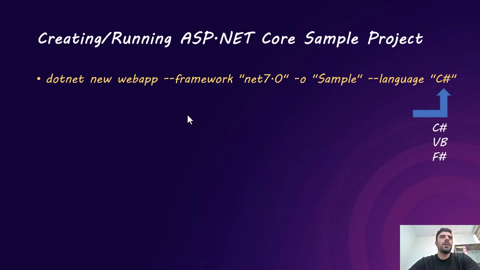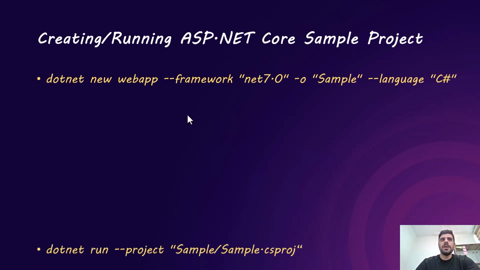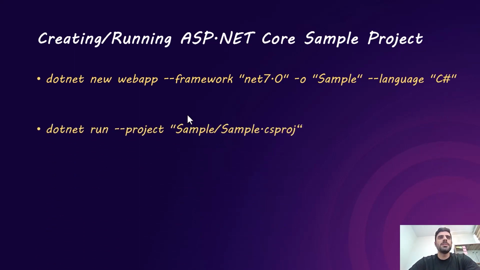After creating my application, obviously I might need to run it. In order to run the application easily, I can use the run command and say dotnet run, and pass my csproj to the project switch of this command. After running this command, my project will start running, and I can see my output.